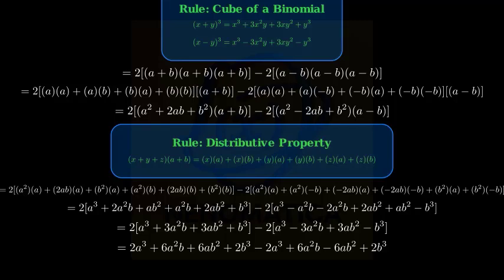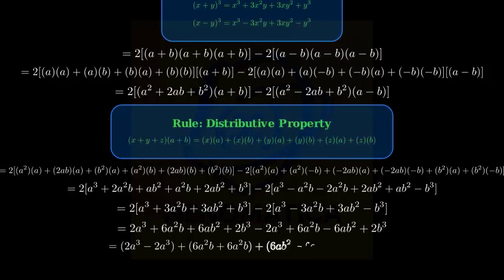Similarly for the second part, 2 times a cubed is 2a cubed. 2 times negative 3a squared b is negative 6a squared b. 2 times 3ab squared is 6ab squared. And 2 times negative b cubed is negative 2b cubed. Finally, let's combine like terms. We have 2a cubed minus 2a cubed, which equals 0.